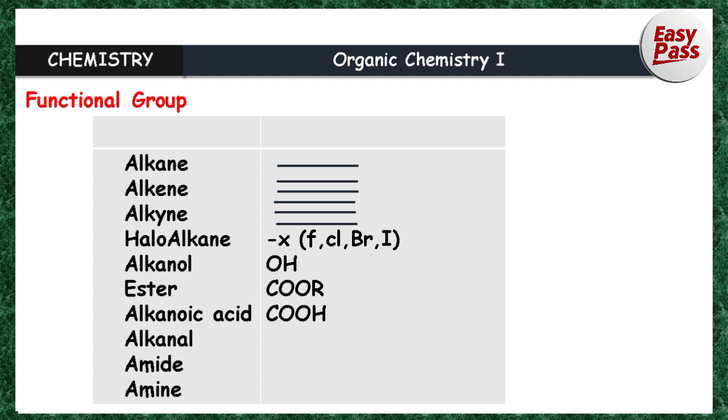The functional group of alkanol is represented as OH. The functional group of ester is represented as COOR. The functional group of alkanoic acid is represented as COOH. The functional group of alkanal is represented as CHO. The functional group of amide is represented as CONH2. The functional group of amine is represented as minus NH2. The difference is that alkanoic acid is an organic acid, while the amine is an organic base.